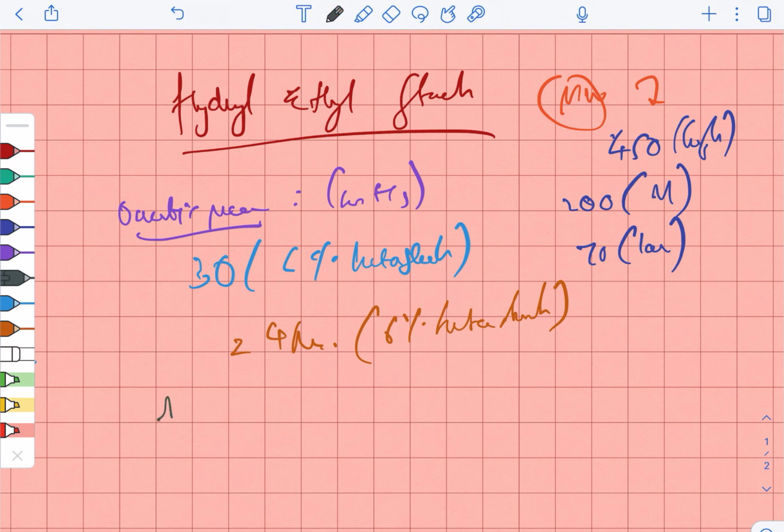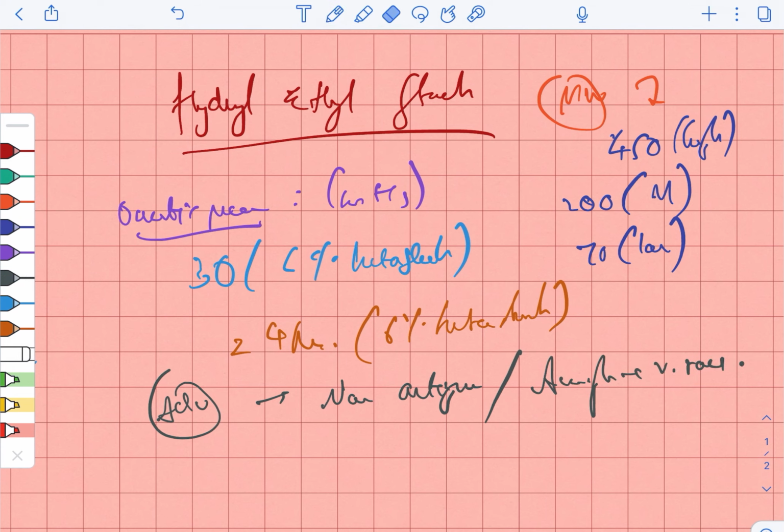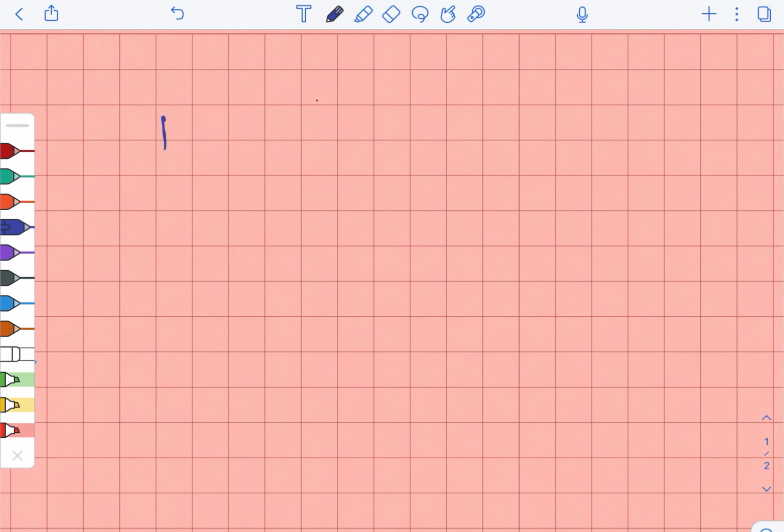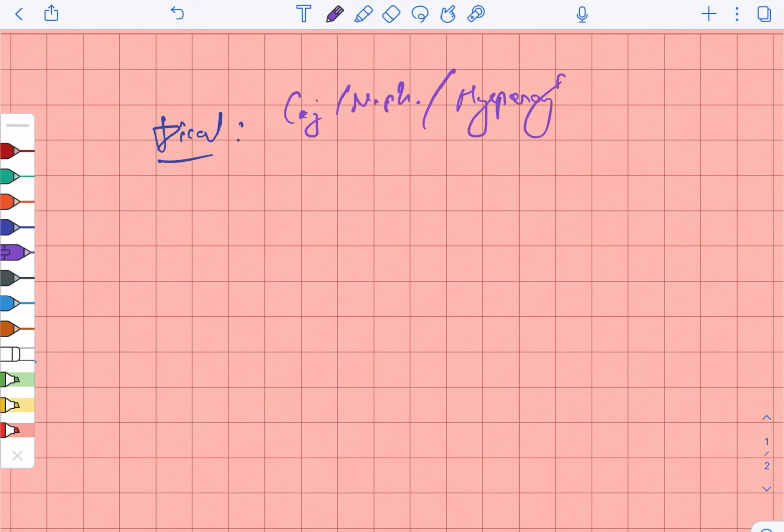Now looking at the advantage and disadvantage. Advantage of hydroxyethyl starch is that it is not antigenic, as well as anaphylaxis is very rare. Now what are the disadvantages of hydroxyethyl starch? The disadvantages include there can be coagulopathy, nephrotoxicity, as well as there is hyperamylasemia.